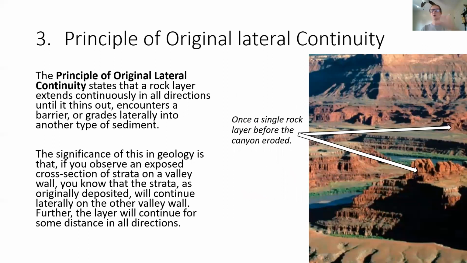Right? So here's an example. You go to a canyon and you see some jagged red rocks on both sides of the river. Well, you can assume before the river eroded that it used to be one layer of red rock.